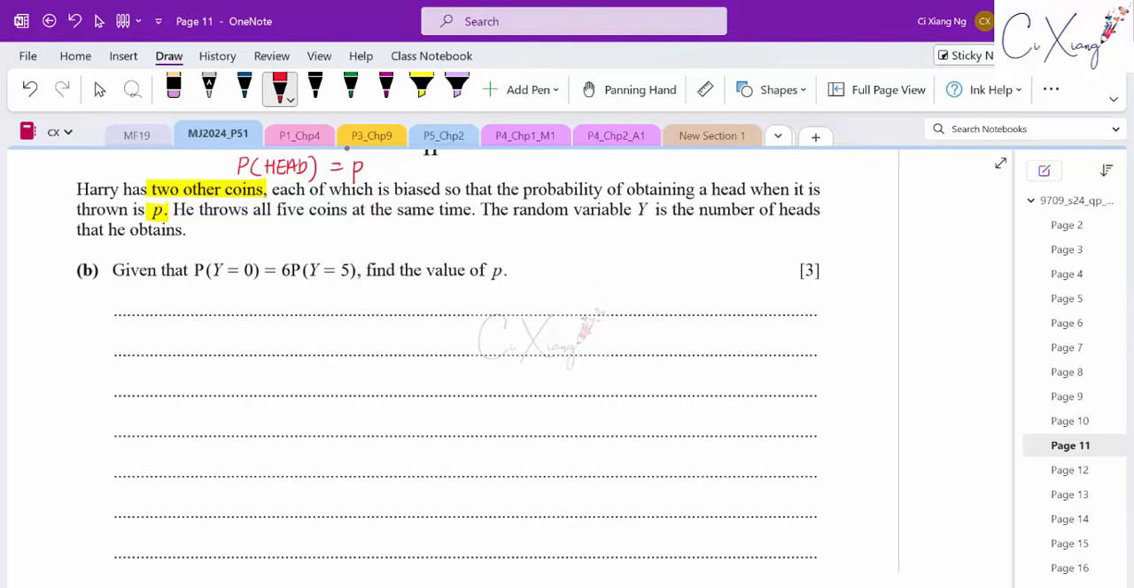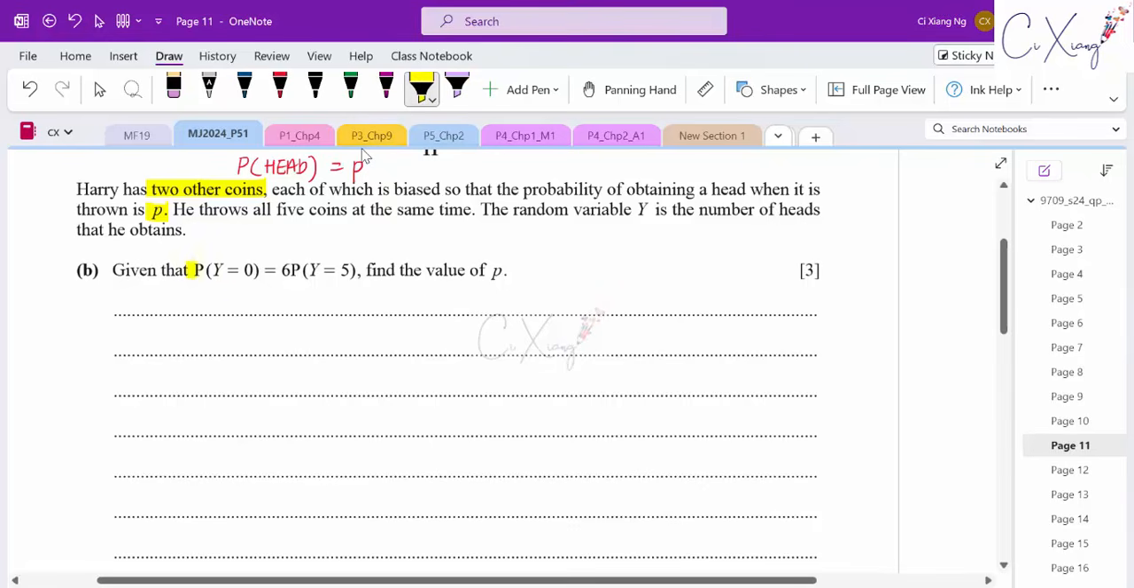So now he throws 5 coins. Now, Y is the number of heads. And they give us a very important piece of information: the probability that Y equals 0 equals 6 times the probability that Y equals 5. And they want you to find the value of P. Okay, so let's start from the information here. They tell us that P(Y = 0) equals 6 times P(Y = 5).